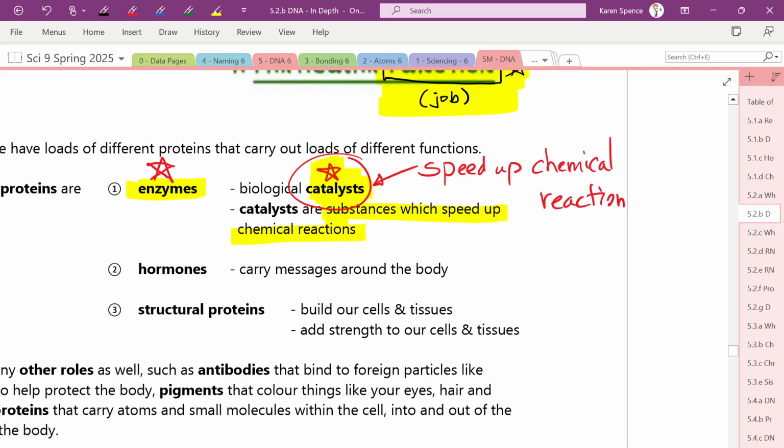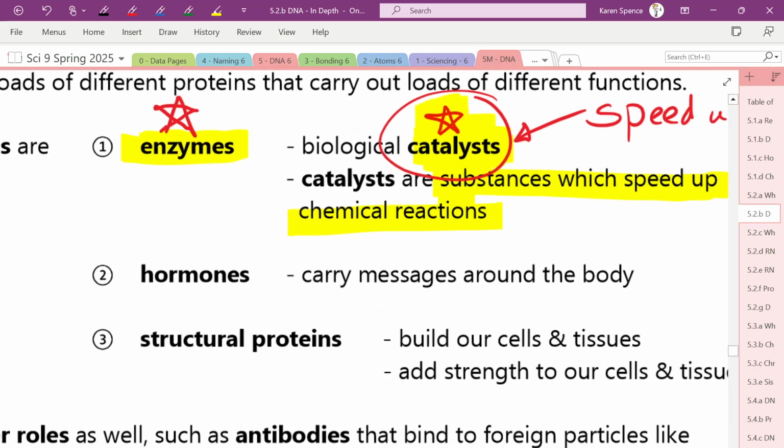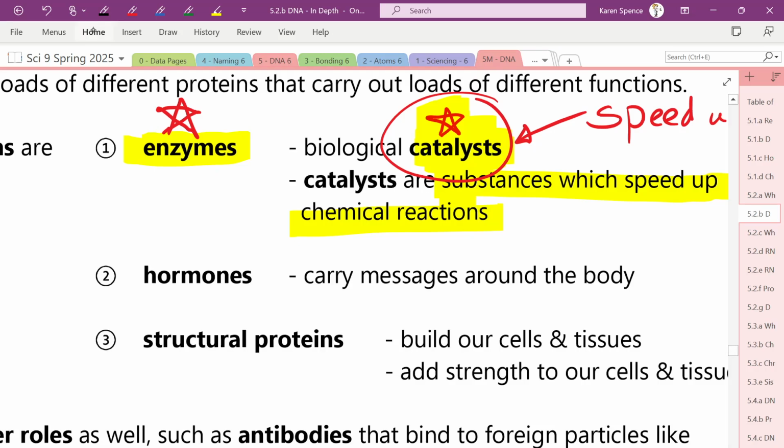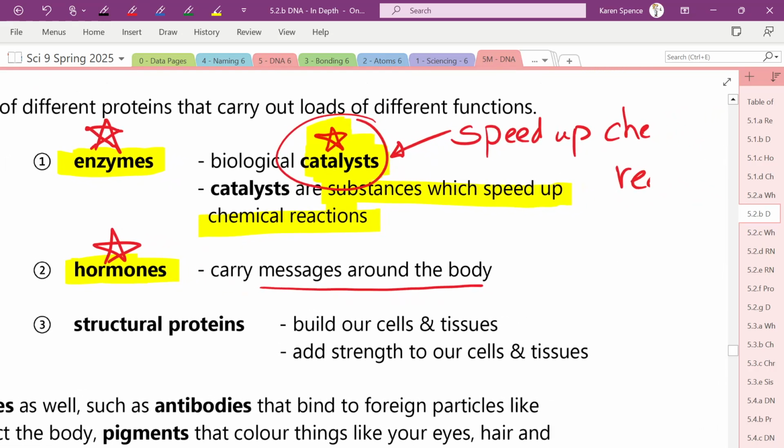Hormones. Hormones carry messages around the body. You guys have heard of hormones, yes? Okay. Some hormones are made of protein, and they carry messages around the body through the bloodstream.